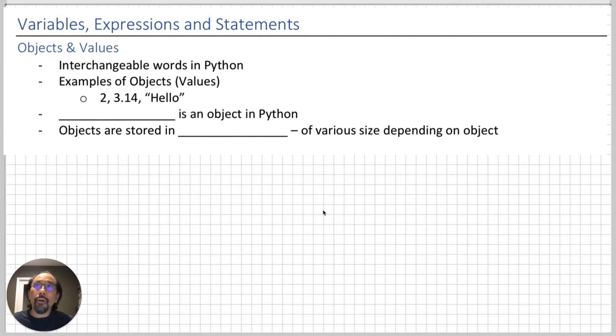Hi class, we're going to be going over chapter 2 in the Runestone book. It covers variables and expressions and statements. But before we do that, let's talk about this word object.